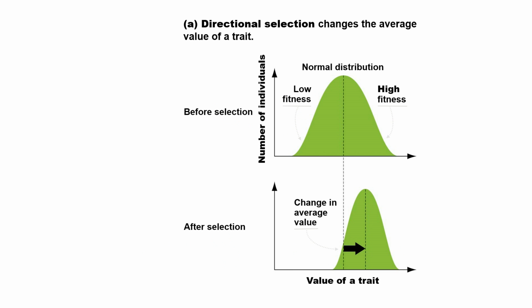Looking at directional selection, look at the overall average value of the traits before and after selection. You have a nice bell-shaped curve. Those here are low fitness, here are high fitness, and you see a shift. Individuals with lower fitness are selected against, so you see a shift in the curve to the right.